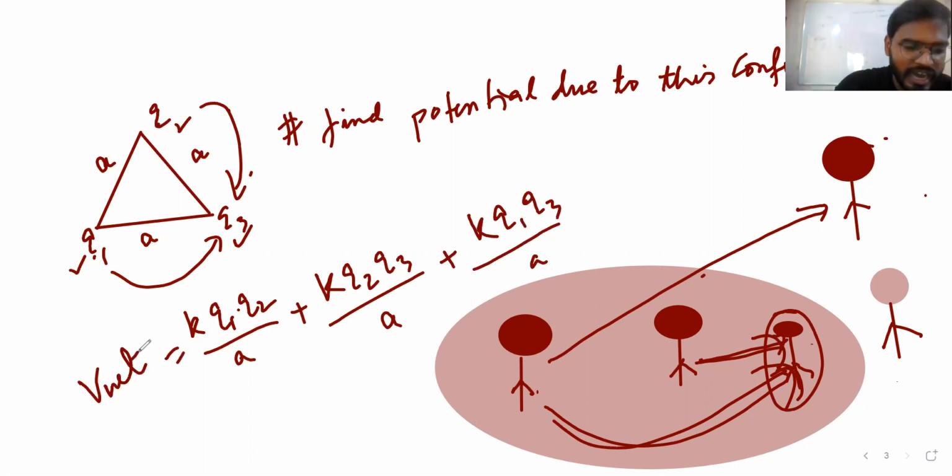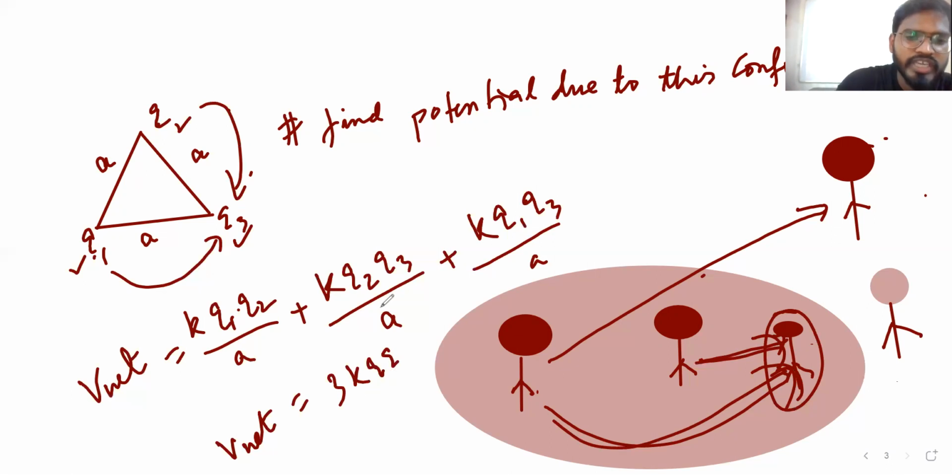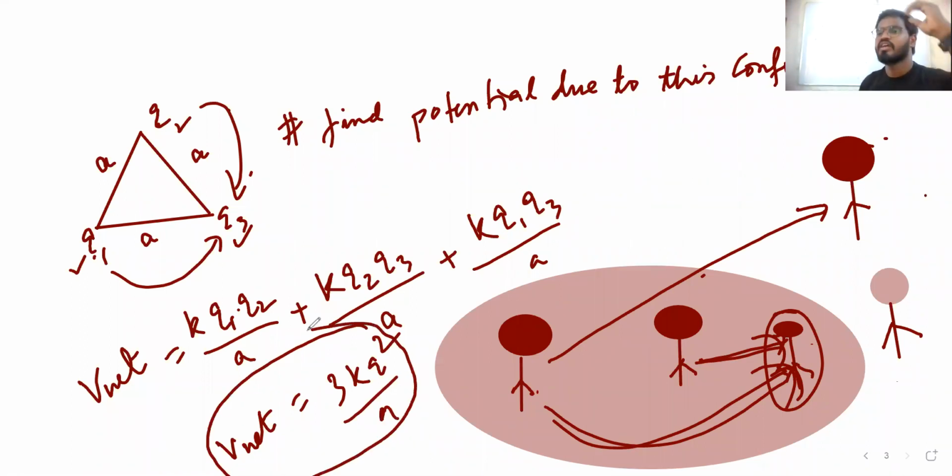As we know, charges are the same here. So net potential is going to be 3KQQ, that is 3KQ square by A. So that is going to be the answer for this question. Hope you guys understand. This way, you can understand easily.